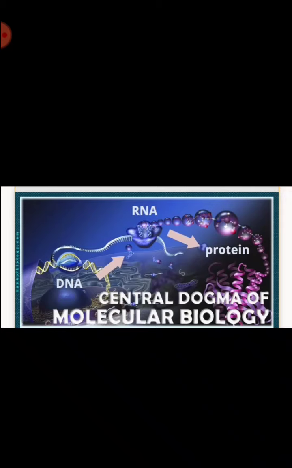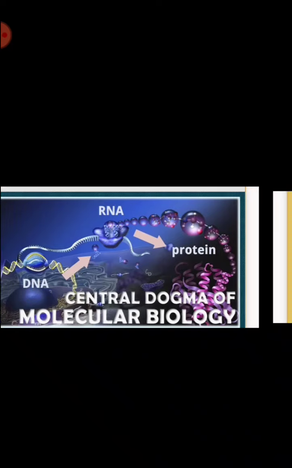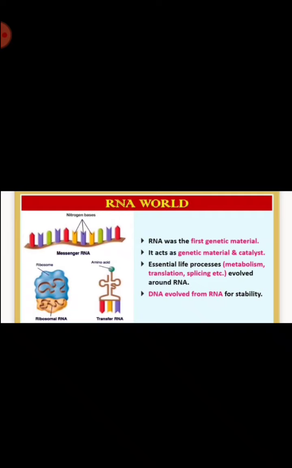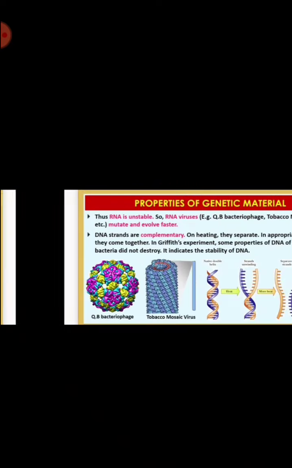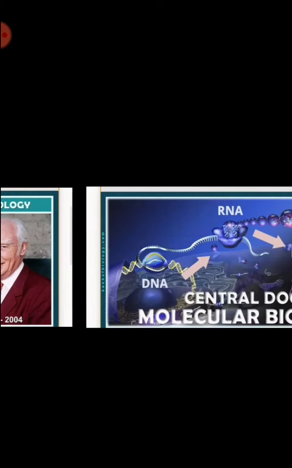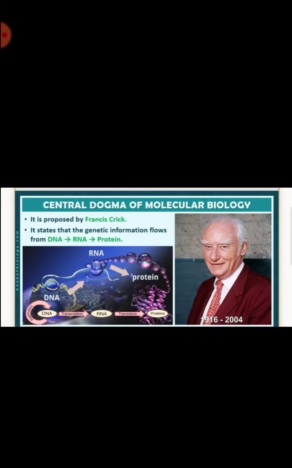So in today's class, we will study the central dogma of molecular biology that we were discussing in the previous class. In the previous class, we were discussing RNA and the properties of genetic material, right? And we also discussed what the central dogma of molecular biology is. So the central dogma means there is DNA, right?